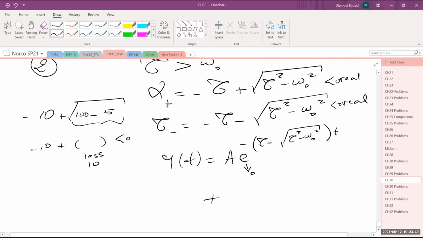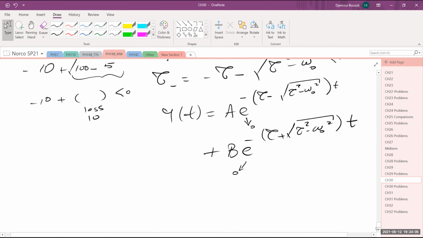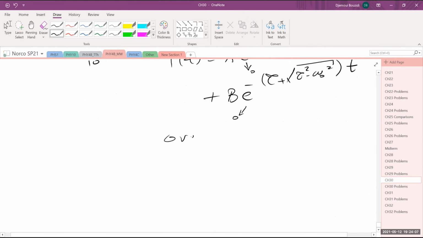Plus b times the other one, which is definitely negative, minus tau plus the square root of tau squared minus omega naught squared, times t. So this is also 0. Both of them will go to 0 after a long time. So both of the solutions will go to 0, and they'll go actually much faster than this one. So this is actually a case of an overly damped oscillator. This is overly damped.